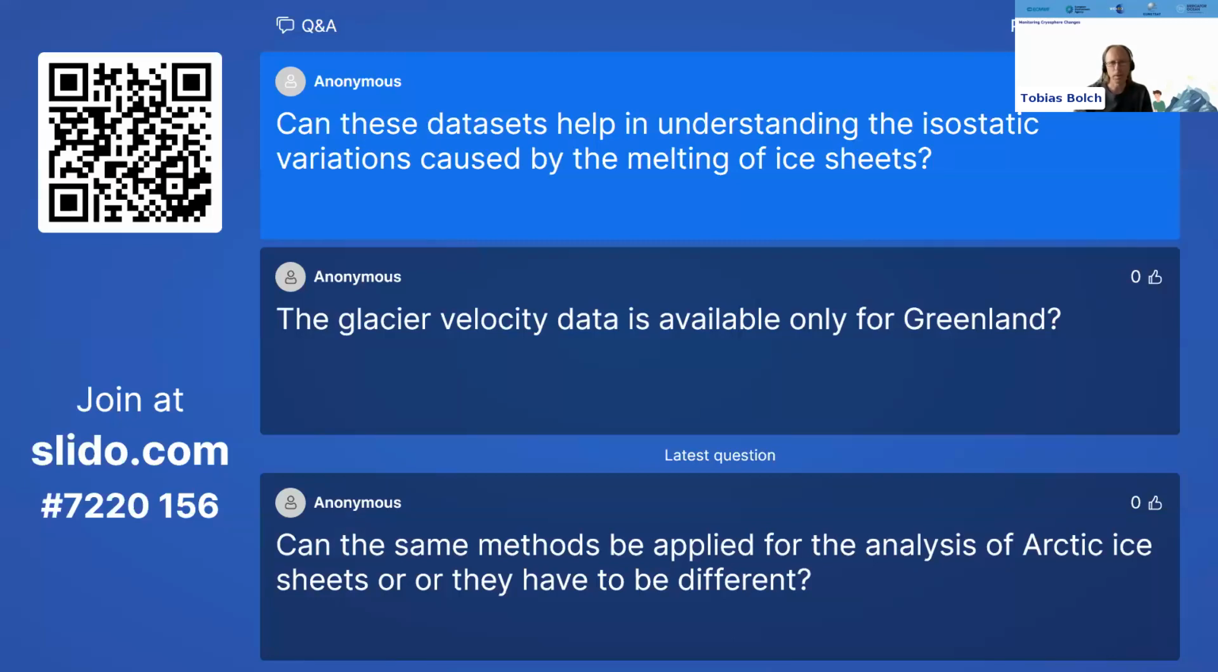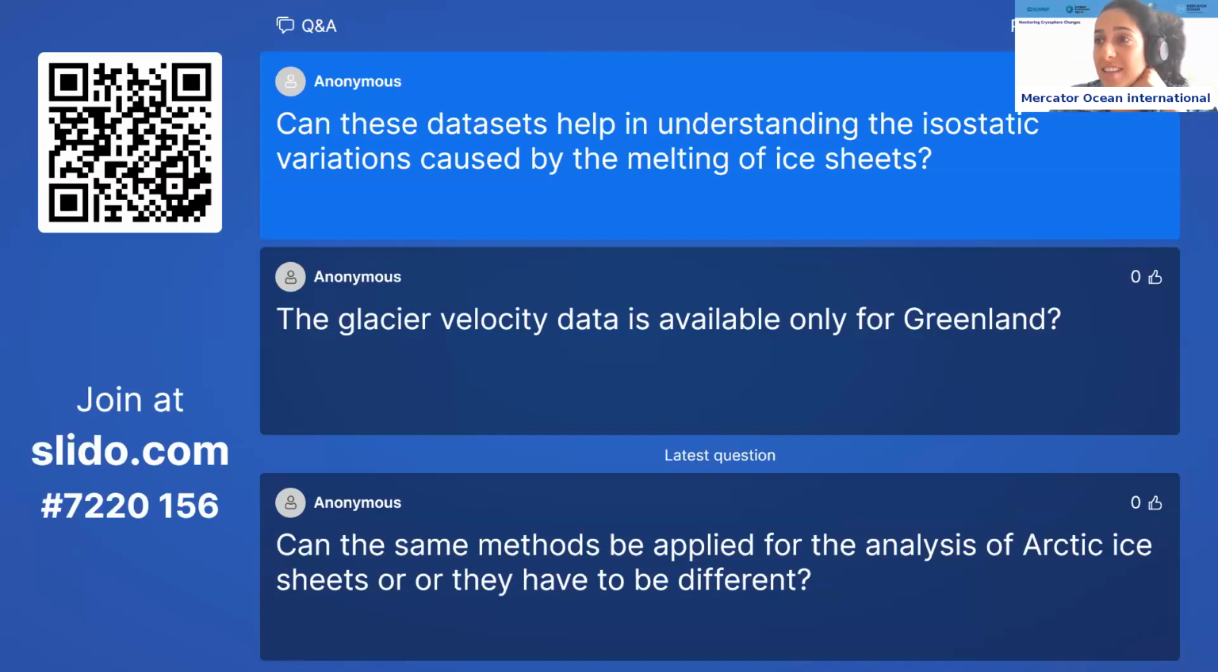Okay. They definitely help to understand. So this is for sure. Oh yeah, this one. You meant this one. Can these datasets help in understanding the atmospheric variations caused by melting?